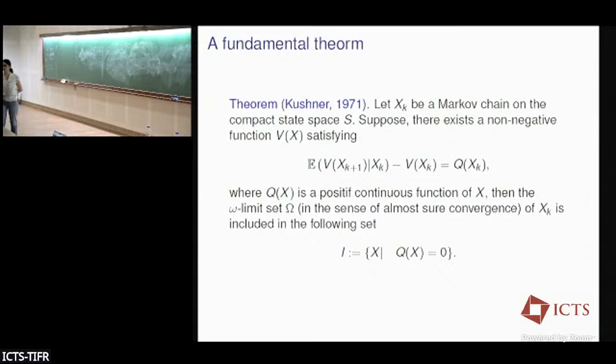Very nice. In fact, you want to see what is the asymptotic behavior of your Markov chain x_k. So you need to construct a positive function. You need to develop this increment and check if this is positive or not. If this is positive, then you can conclude that the omega limit set of x is included in this set. Okay, so this is very strong and seems not very complicated. But the complicated part is to construct this V.